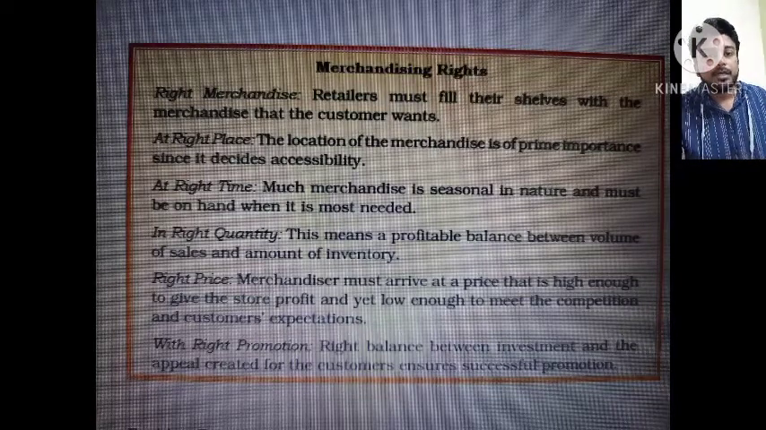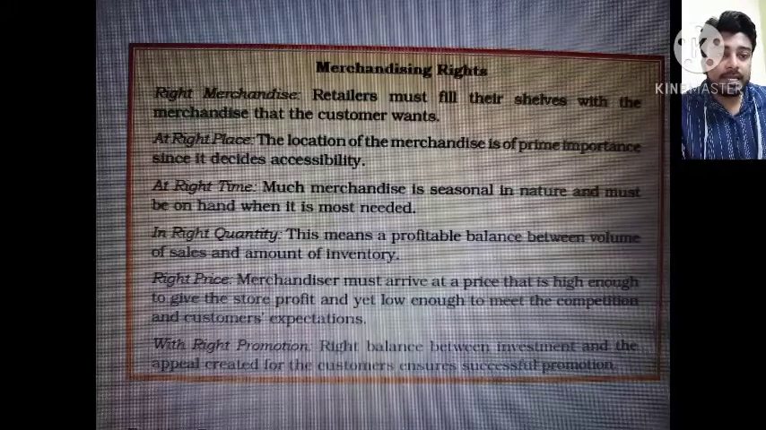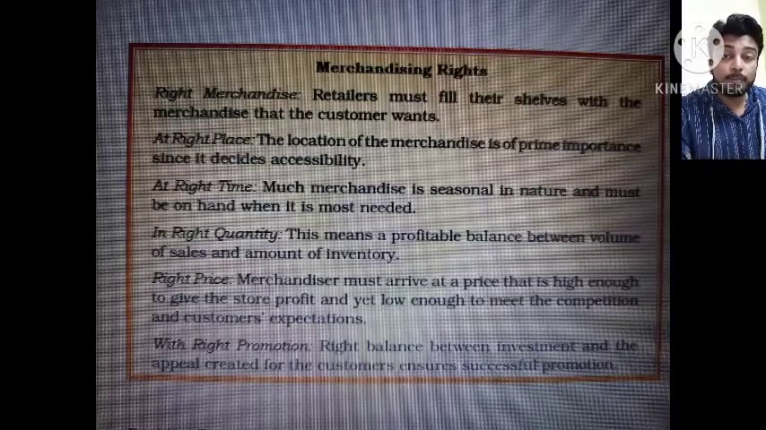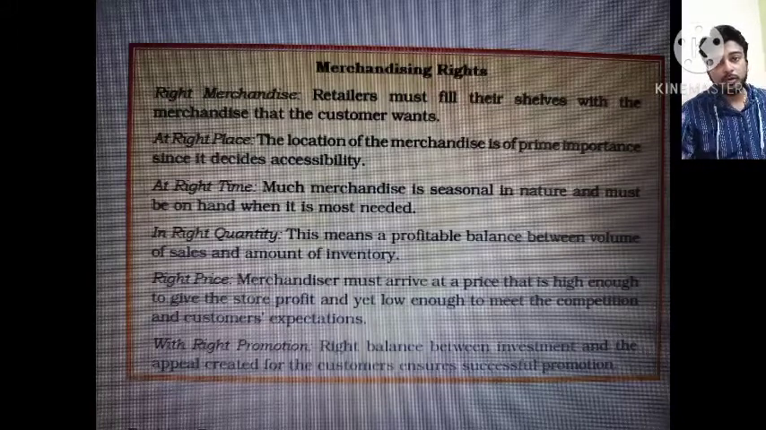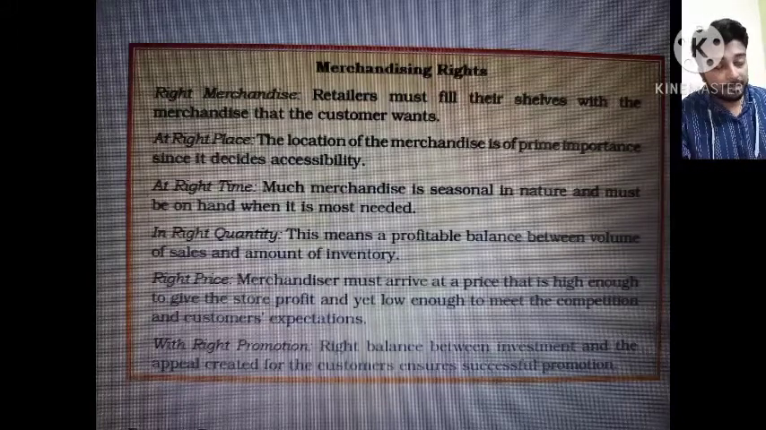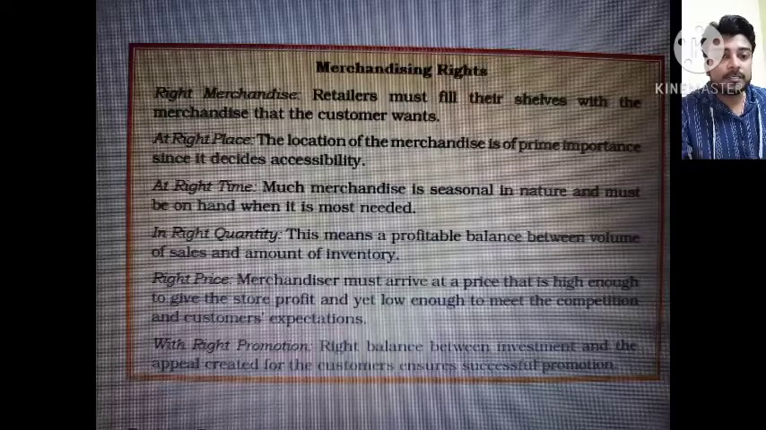Right price means the merchandiser must arrive at a price that is high enough to give the store profit and yet low enough to meet the competition and customers' expectations. So the price should be given according to customers' expectations. It should not be too high, or too low, so that the merchandiser runs at a loss. And the last one is right promotion.